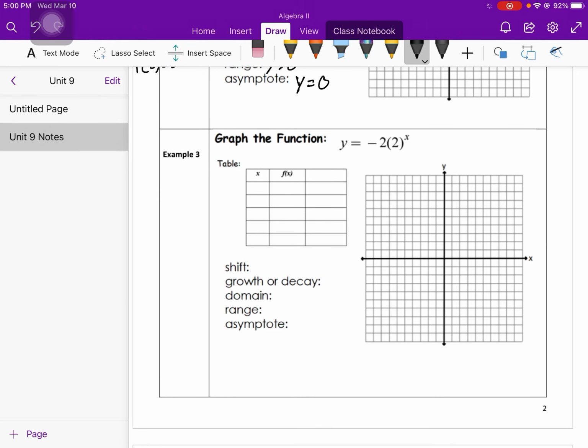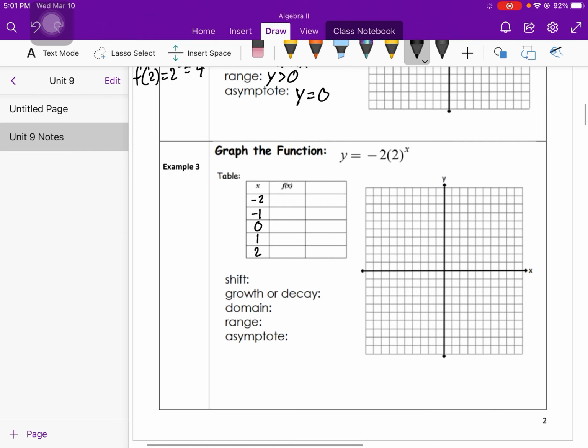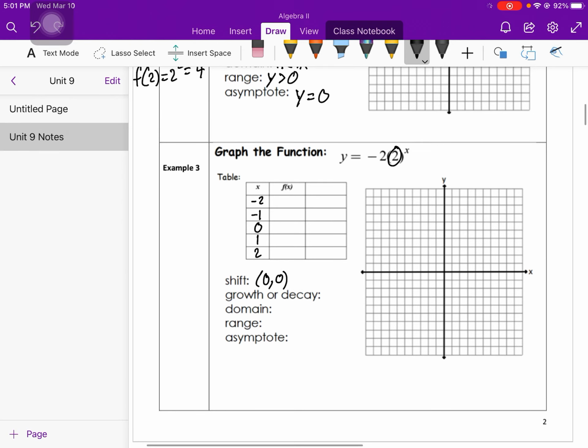y equals -2 times 2 to the x power. So again, same values: -2, -1, 0, 1, 2. Our shift is still 0, 0, because we're not adding or subtracting anything to x. The growth or decay, this one's going to be growth because 2 is still bigger than 1. So I'm just going to circle growth here.